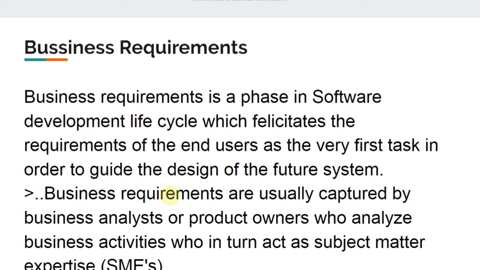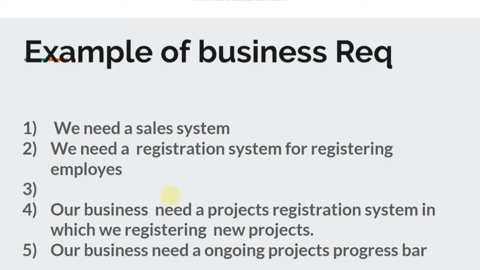So business requirements are the requirements which the user provides to the software company, saying that these are my requirements related to the business. An example of a business requirement, I hope you will understand better with the help of an example. So the business requirements are the following.